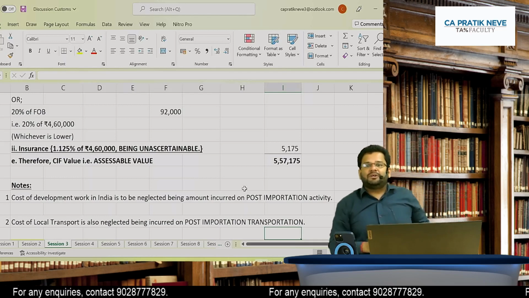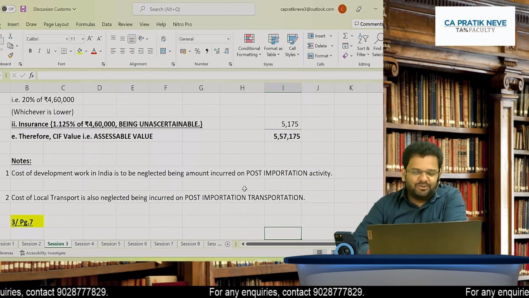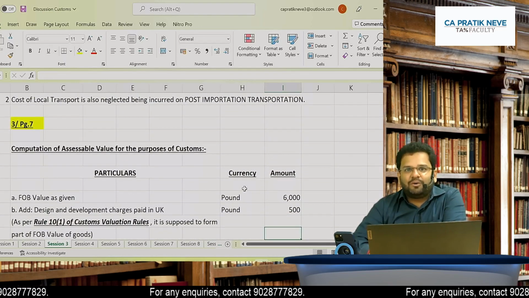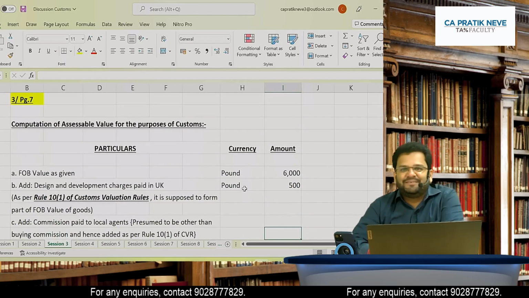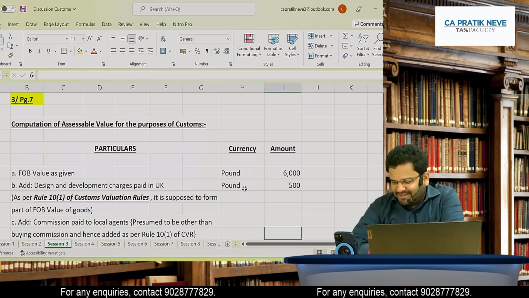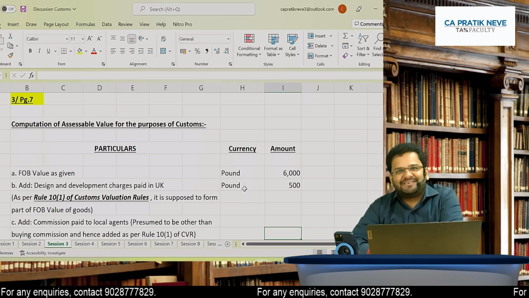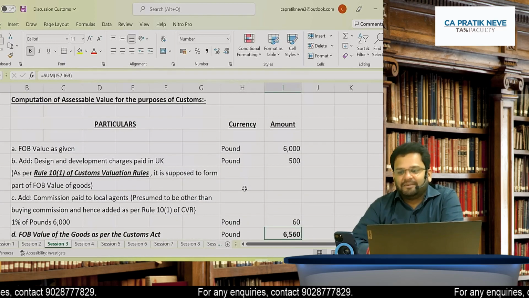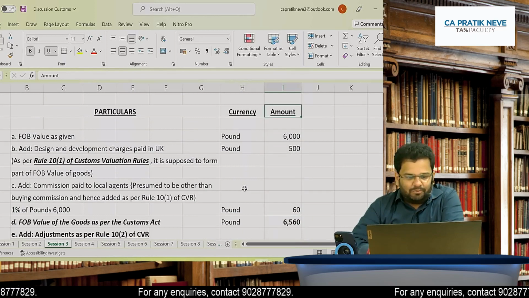How to do the adjustment of 10.1? Yes or no? Sure? Tell me with smileys in the chat window. Good, very good. Wonderful. Yes, good. Let's go ahead. I hope you have understood all these things.